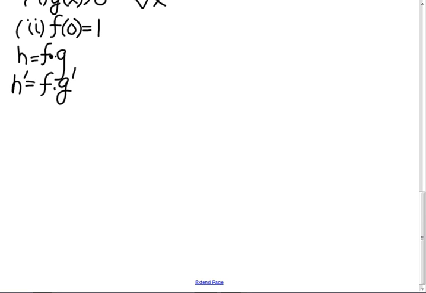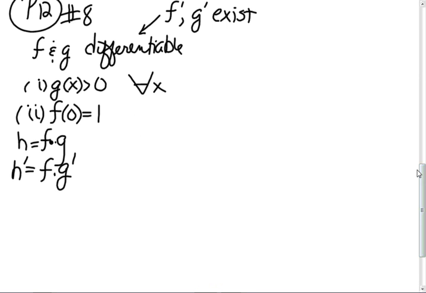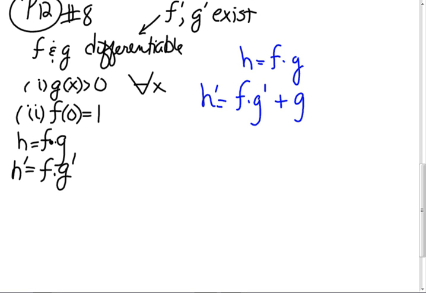Okay. First off, it's hard because look at all the words. A lot of reading. And you have to understand everything. So first thing is I have two functions. I can find the derivative of each one. These are some conditions I'm going to use in a moment. But they say h is equal to f times g. Now, forgetting that over there, what's h prime? It's the product rule. It's f times g prime plus g times f prime.